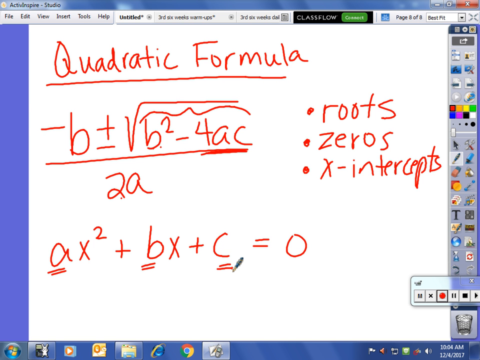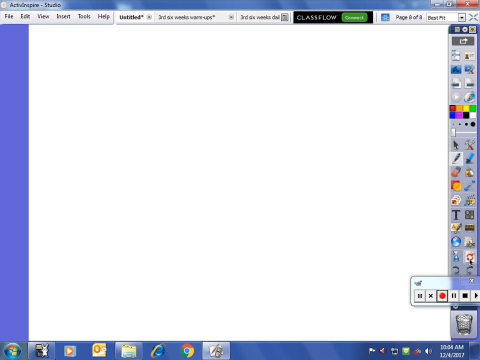So this is just yet one more way to find roots or solutions or zeros or x-intercepts to a quadratic function. Is it the easiest way? Probably not. But you still got to know how to do it. Some kids, if you absolutely hated factoring, then this is for you. Alright, now we're going to start with a nice easy one.